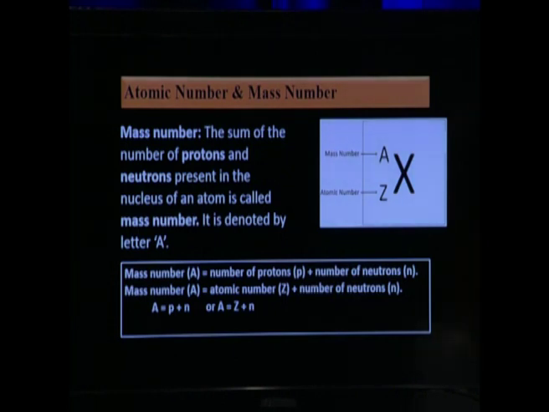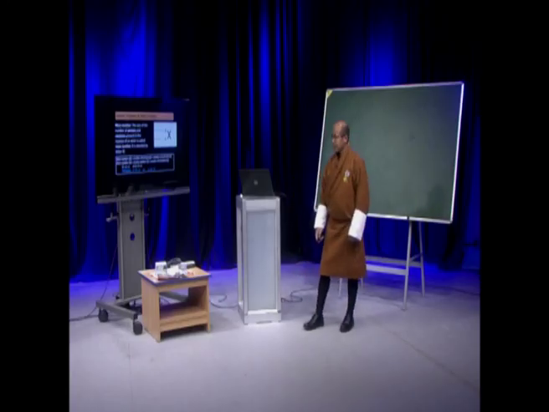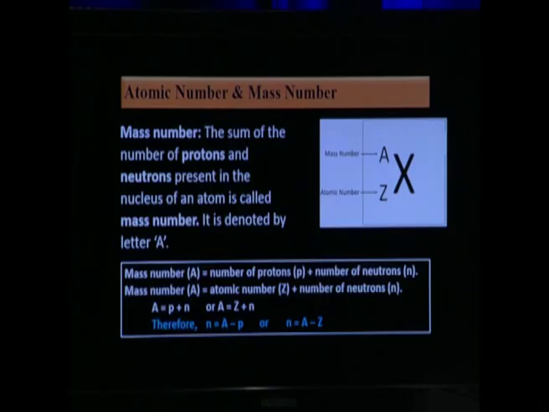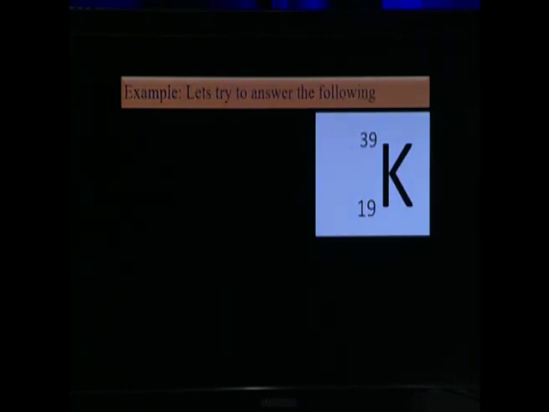So, because Z represents the number of protons, we can calculate the number of neutrons now. Therefore, N is equal to mass number minus atomic number. So, A minus P or A minus Z. So, children, try this example. Let us try to answer the following. So, here K stands for potassium.